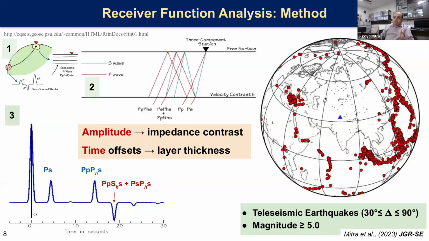If you could actually model the amplitude of these arrivals, that would give you a constraint on the impedance contrast across the boundary from where you have these reverberations and conversions. If you knew the velocity structure, then you could use the time offsets to look at the thickness of the layers. And I'll show you how we do this.